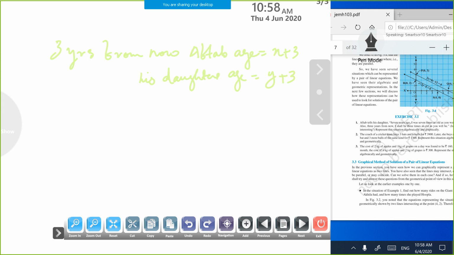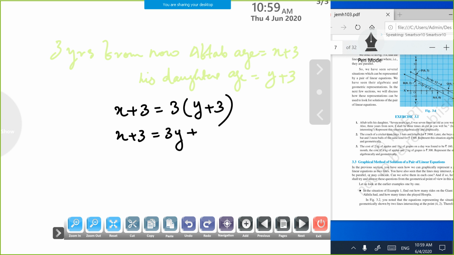According to our question, 3 years from now I shall be 3 times as old as you. That is x plus 3 is equal to 3 into y plus 3. That is x plus 3 is equal to 3y plus 9. Open the bracket.